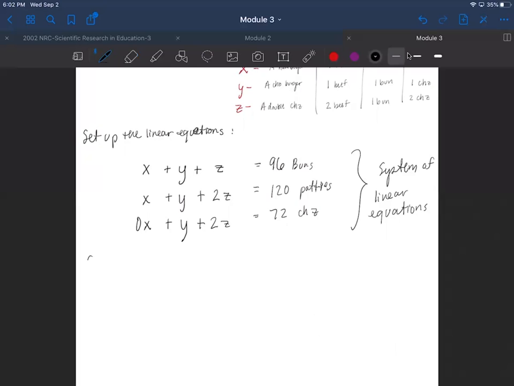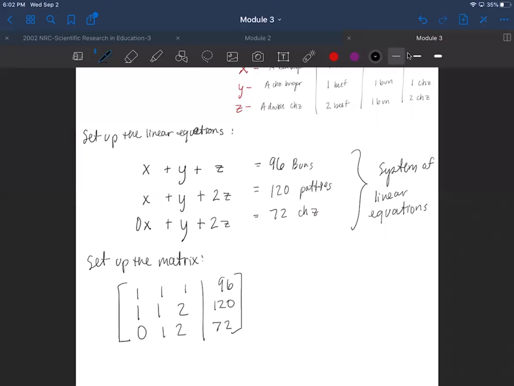So now let's set up the matrix C. We're going to have 1, 1, 1, 96, then 1, 1, 2, 120, and then 0, 1, 2. Remember, you are just inputting the coefficients of the variables.